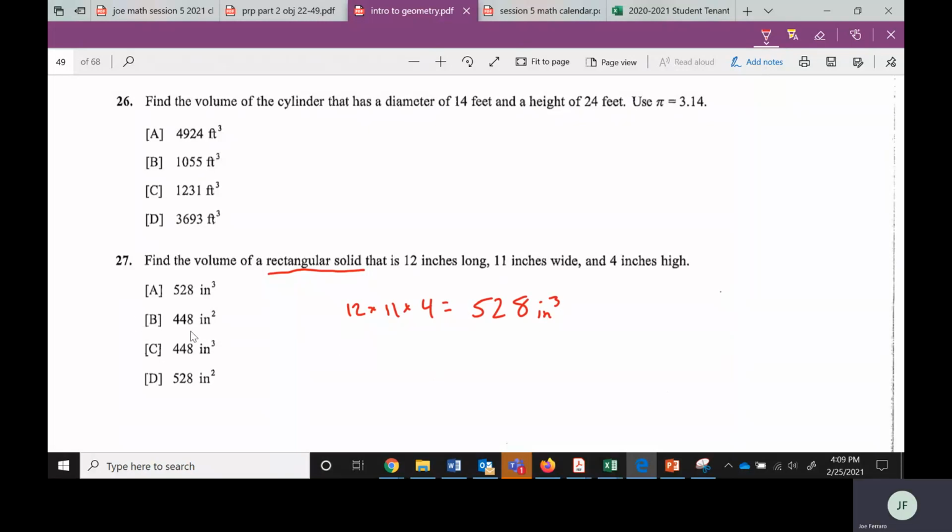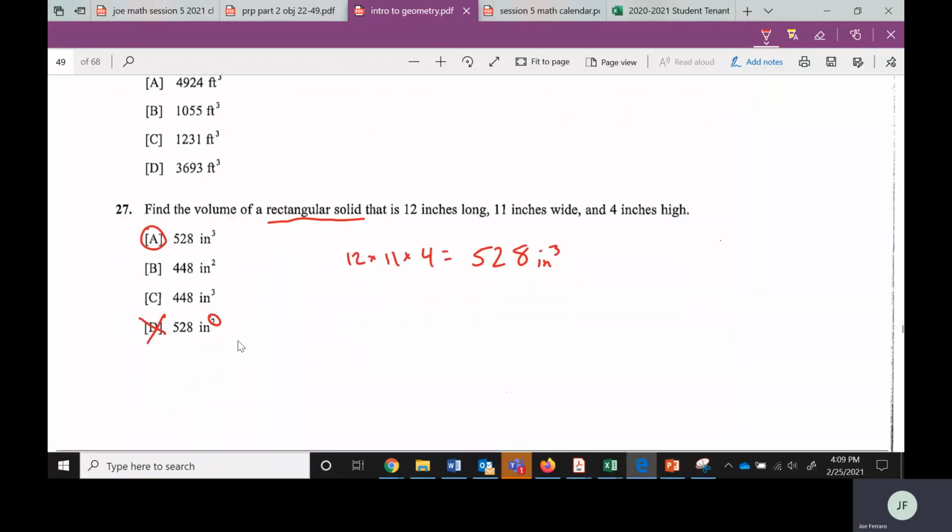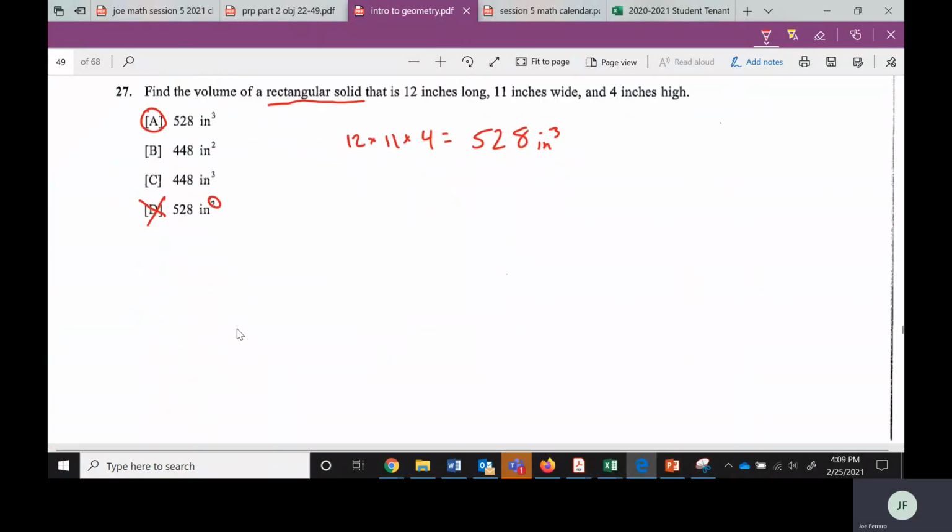And now here's something a little tricky. Make sure you pay attention here. There's two answers that say 528. Okay, this says inches squared. That would be for area. Correct answer, inches cubed, right there. Okay. Next one, I'm going to put some notes here at the bottom of the page.